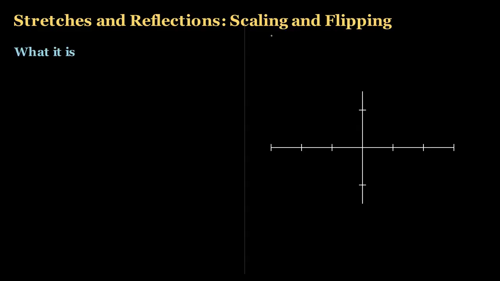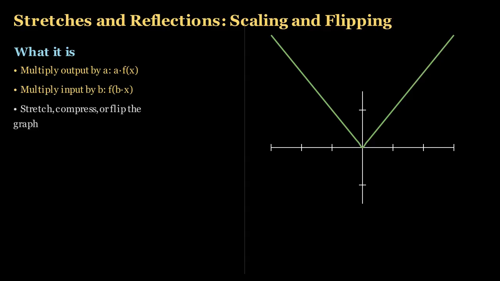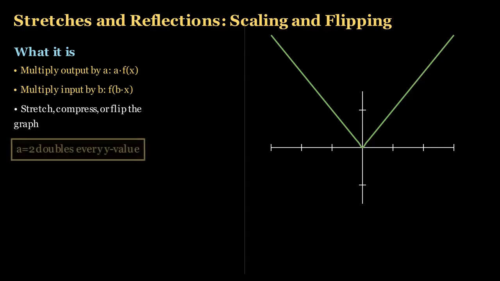We already know how to slide a graph up, down, left, and right. Now we're going to change its shape. Imagine taking the graph in your hands and pulling it taller or squeezing it flatter. That's scaling. Or imagine flipping it over like a pancake. That's reflection. We do this by multiplying.